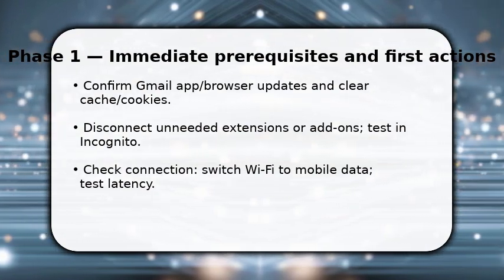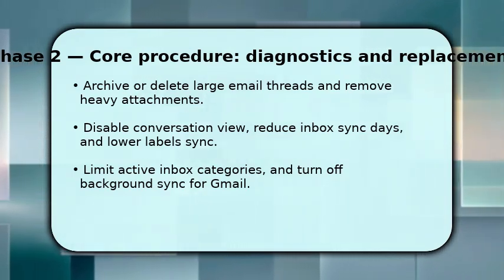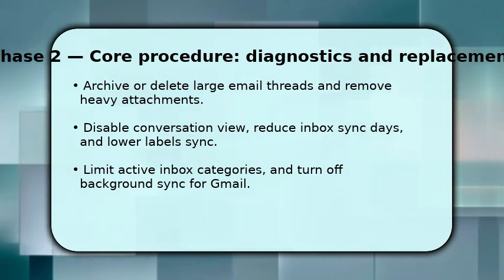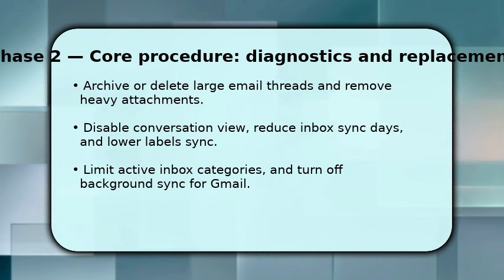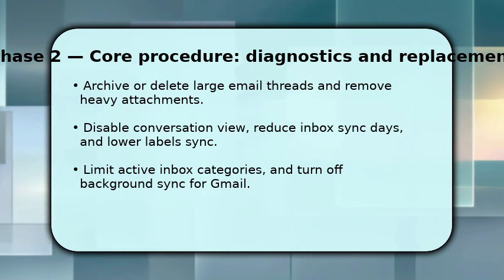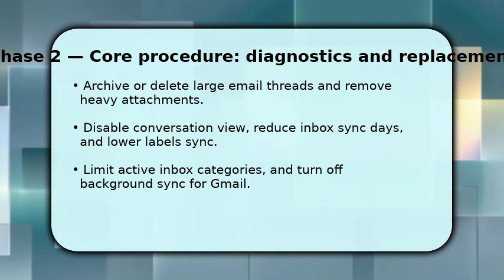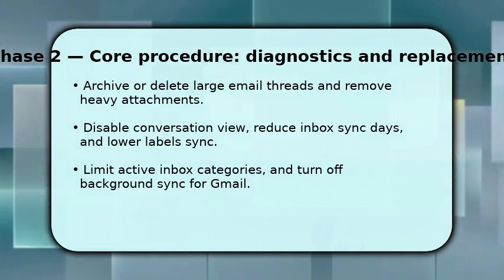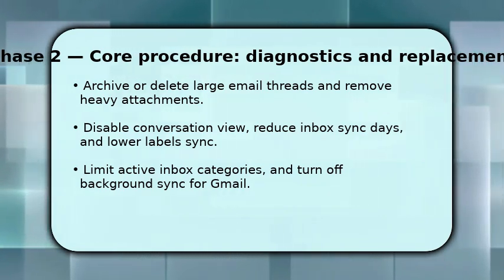Now you clean and tune Gmail itself so it runs leaner. Start by archiving or deleting old threads and removing large attachments. Less data means faster loading. Next, adjust sync settings. Reduce the days to sync and limit which labels or categories actively sync. This lowers CPU and network use. Disable conversation view if threading causes slow rendering, and turn off background sync when you don't need push updates. These changes reduce processing overhead and improve responsiveness.